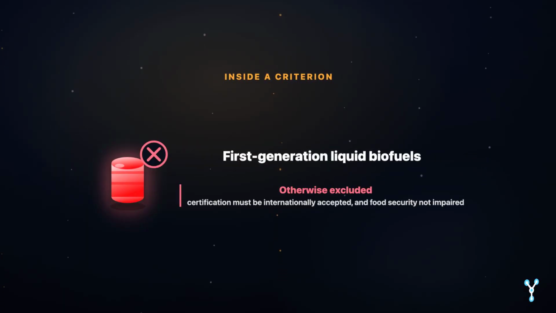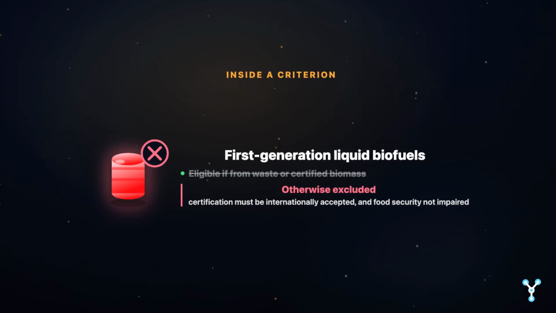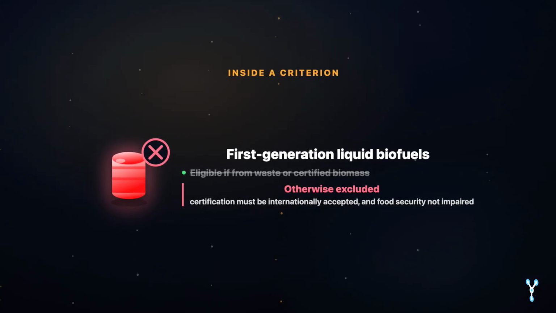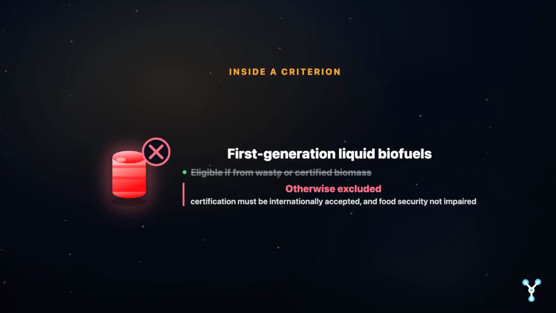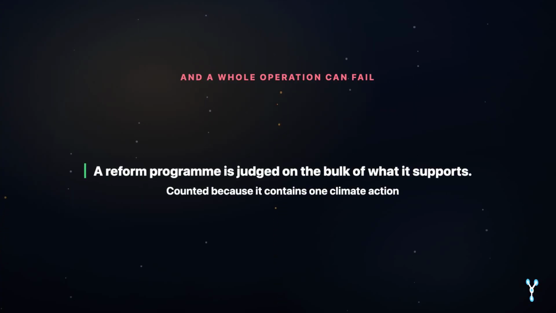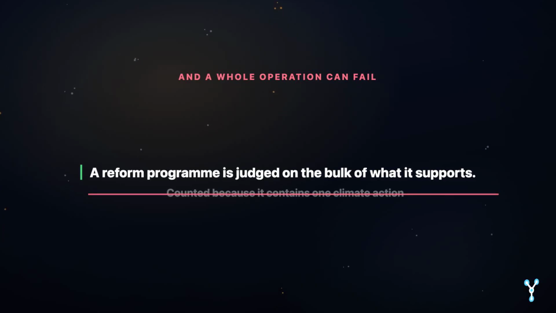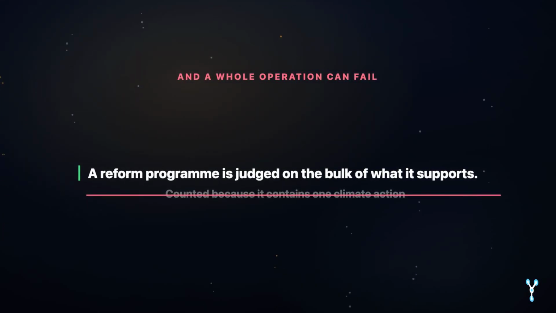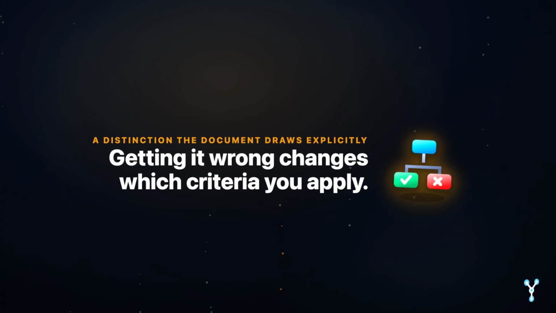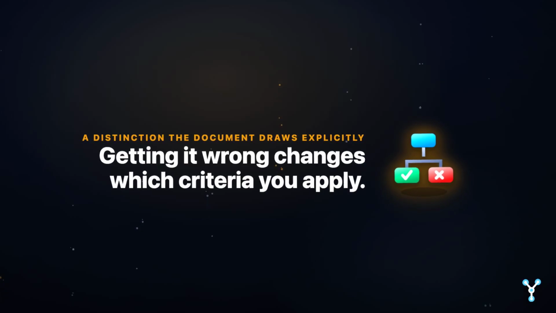First-generation liquid biofuels shall be excluded, unless sourced from waste or from biomass meeting specified criteria, demonstrated through internationally accepted sustainability certification, and not interfering with food security. Policy operations that largely support activities not eligible under the common principles are themselves not eligible. So a reform program cannot be counted merely because it contains a climate-related action if the bulk of what it supports is ineligible. Now a distinction the document draws explicitly, because getting it wrong changes which criteria you apply.